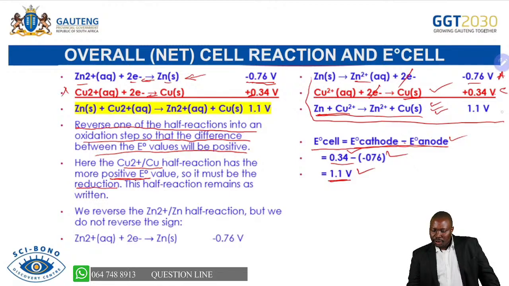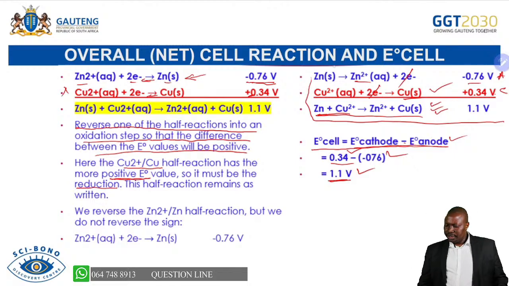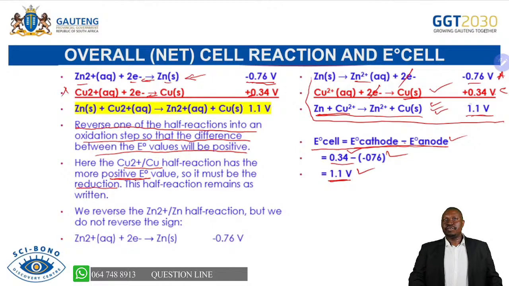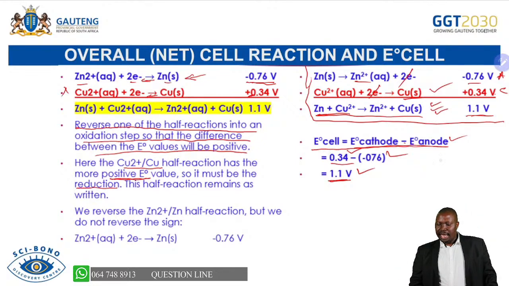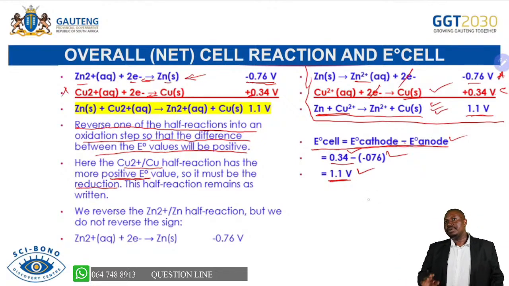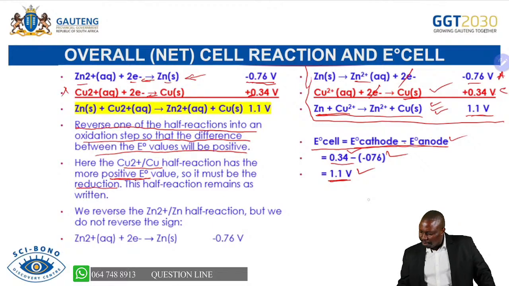Now, it means you know that, okay, this one is negative 0.76, but because you are reversing it, you will say 0.76 plus 0.34, that will give you 1.1 volts. So we can still give you the 4 marks for calculating the EMF if you wrote in that fashion. However, it's much easier when you just write the formula and you substitute.